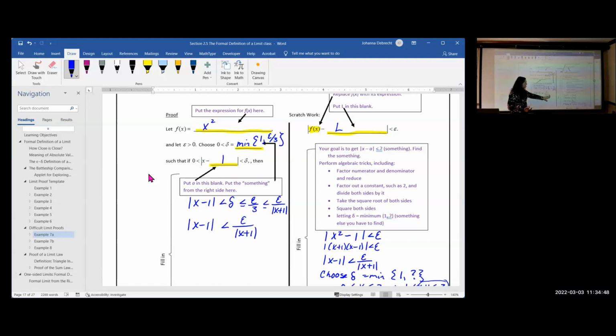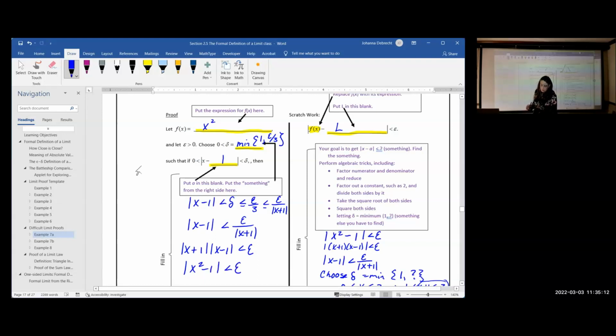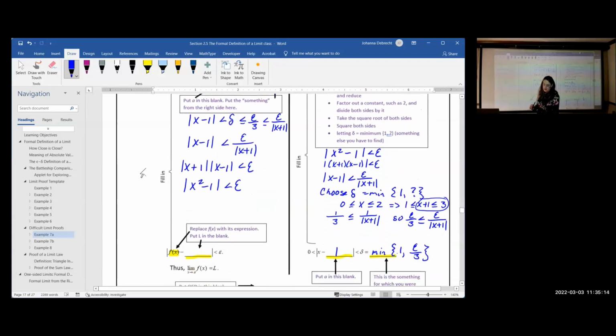All right, so now we're going to multiply both sides by the absolute value of x plus 1, and that leads us to the absolute value of x plus 1 multiplied by x minus 1 less than epsilon, which gives us the absolute value of x squared minus 1 less than epsilon. Remember that what we're hoping to end up with down here is the function value minus L, and that's what we've got.